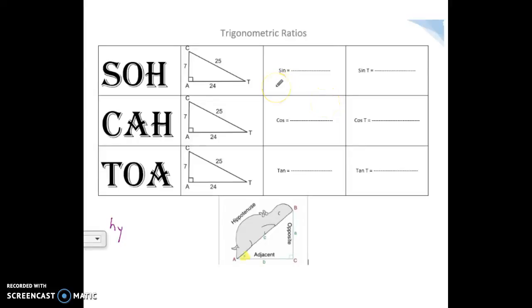Hello, geometry geniuses. I'm Mrs. Long, and today we're going to talk about right triangles and trigonometric ratios. How do I identify the parts of a right triangle, and how do I find trigonometric ratios?